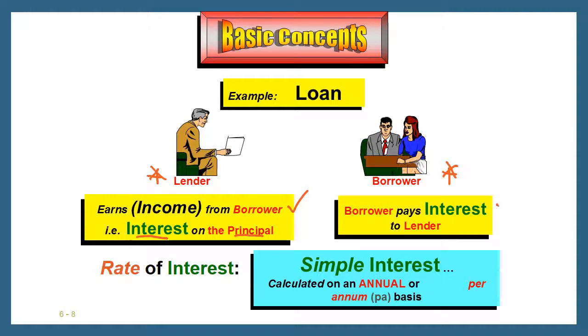The borrower is the person paying this interest and they pay it to the lender. That's the extra money that they pay back to the lender as well as the principal for borrowing that money. Typically with simple interest, we calculate our interest rate on an annual basis. Another way of saying annual is per annum or PA. So if you see an interest rate like 6% and it says PA next to it, it means per annum, which means per year, annually.